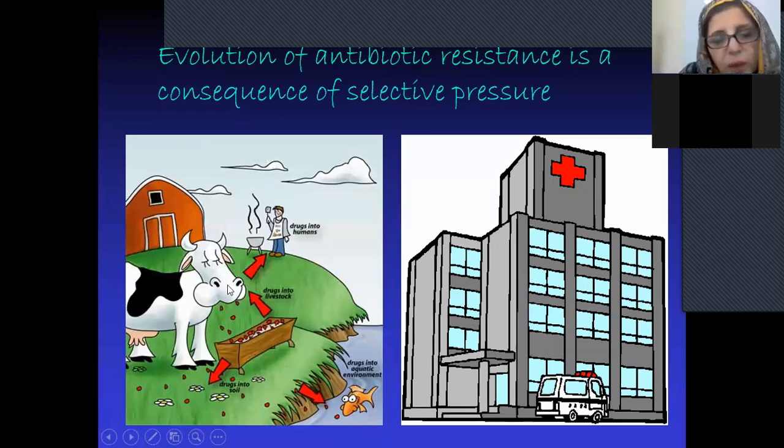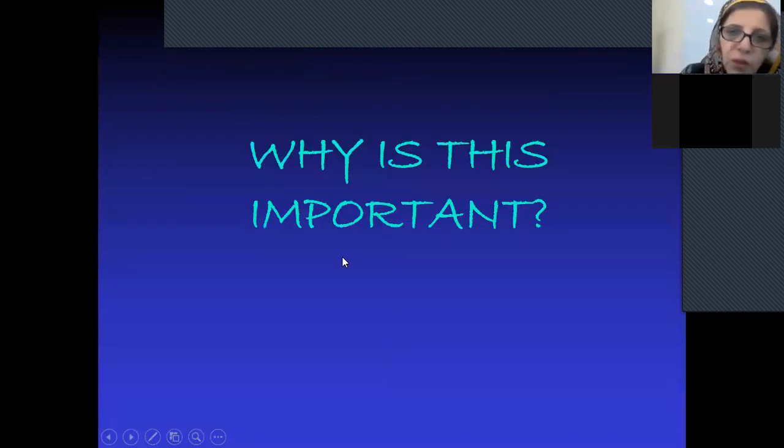And once it comes into contact with these flora, it is going to destroy what is sensitive, and some of them will develop a mechanism by means of which they will be able to survive these selective pressures. So why is this important? Why is antimicrobial resistance important?